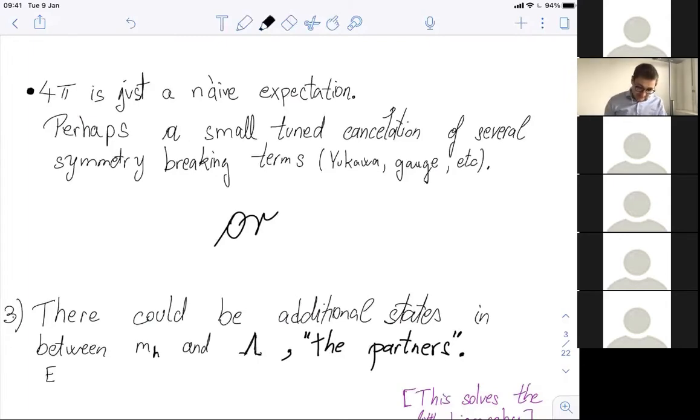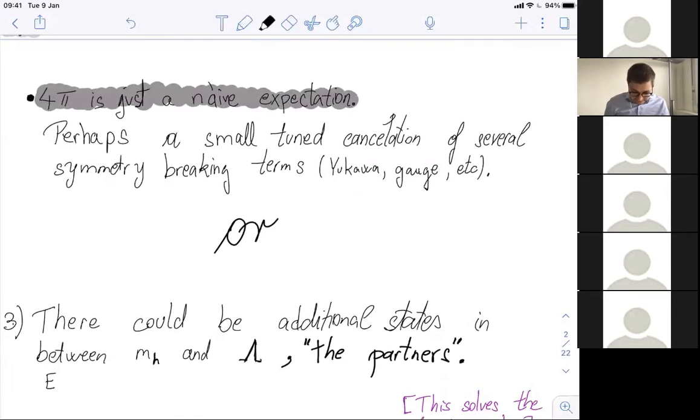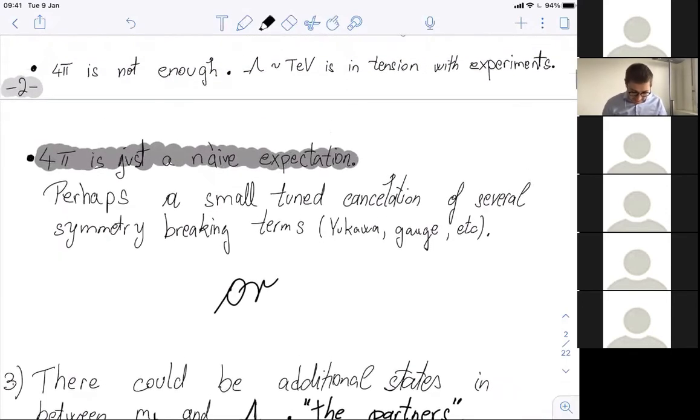The third point has to do with the fact that 4 pi suppression is not enough. This 4 pi was just a naive expectation, but it is not enough. In fact, lambda would be predicted as the Higgs mass, 125 GeV, times 4 pi, something like 1.5 TeV. And we have already entered this territory with LHC direct searches. In addition, we have indirect constraints from electroweak precision data, which suggest that this is a little bit too low. The phenomenology wants the scale of these particles to be more like 10 TeV.